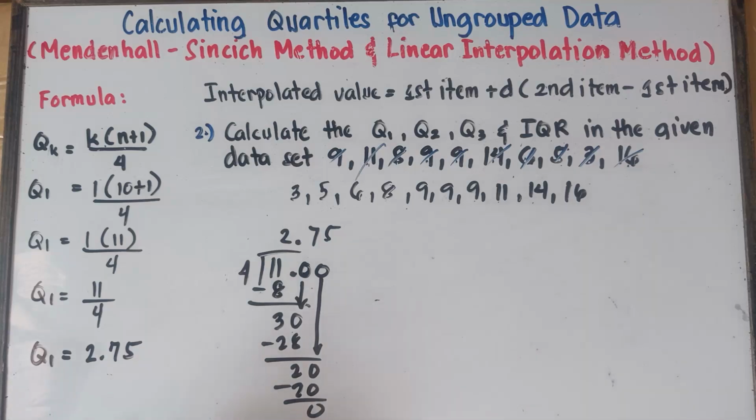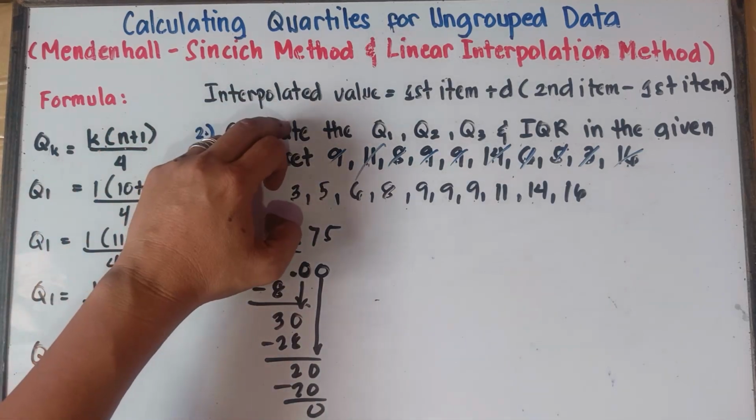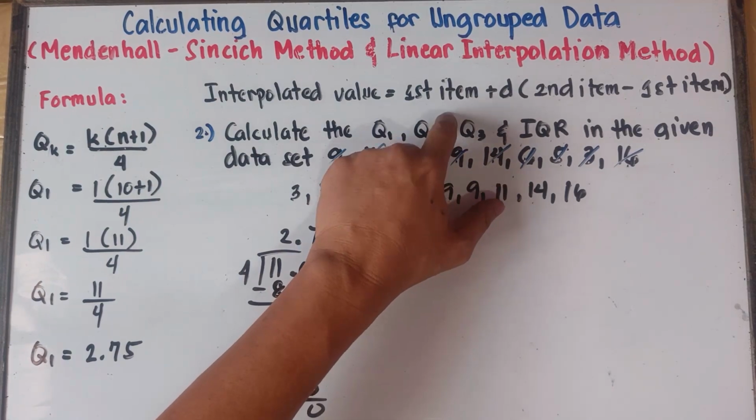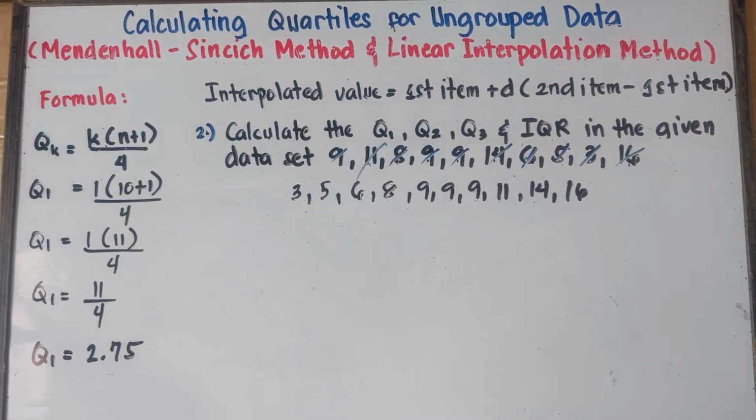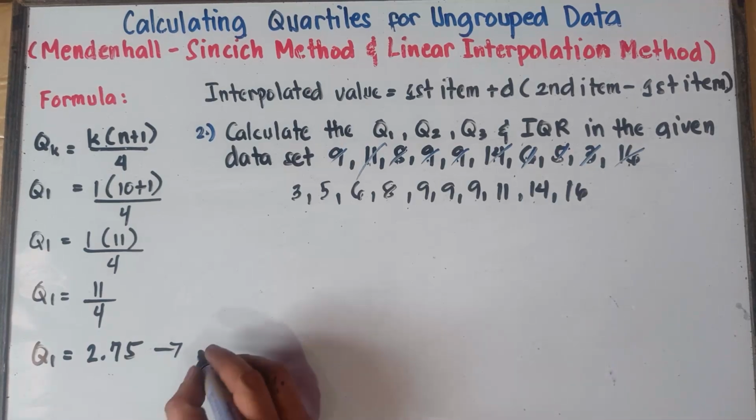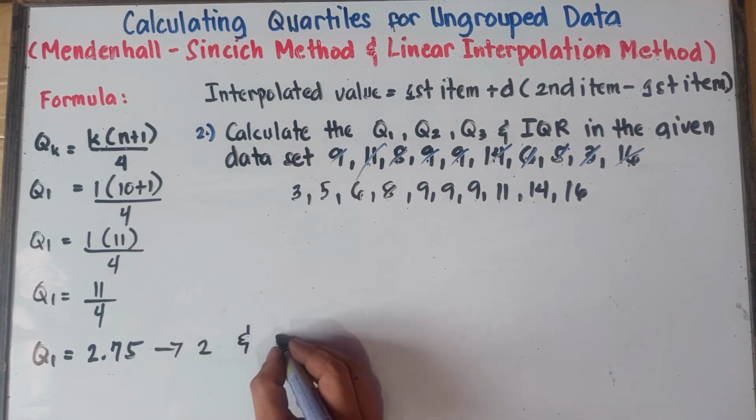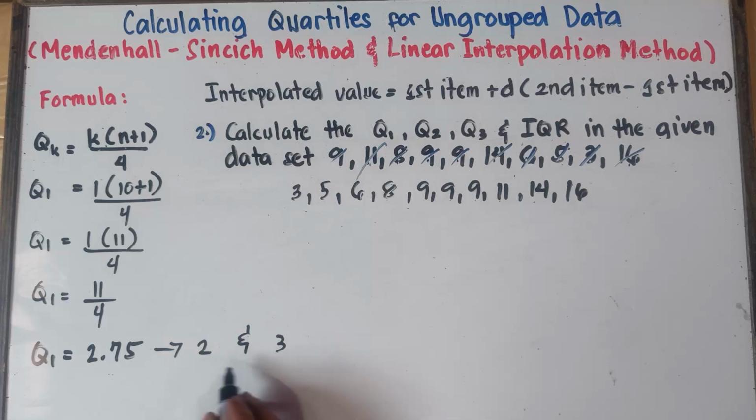Therefore, class, we need to get the interpolated value. We need to use this formula. Alright, so let me just explain this one, class. Once again, our quartile 1 is 2.75. So therefore, the position would be in between 2 and 3, right? 2.75 is in the middle of 2 and 3.